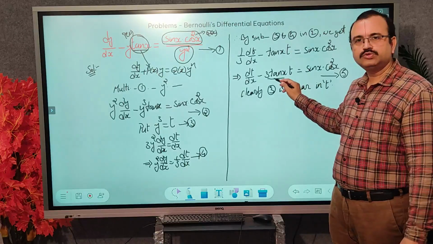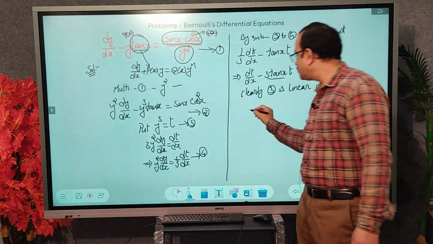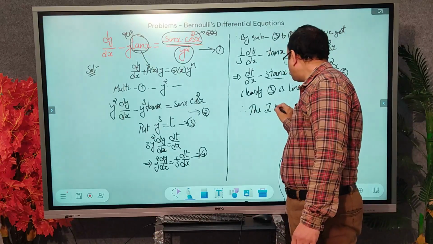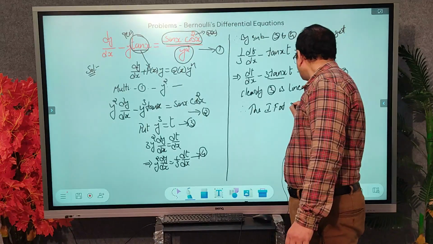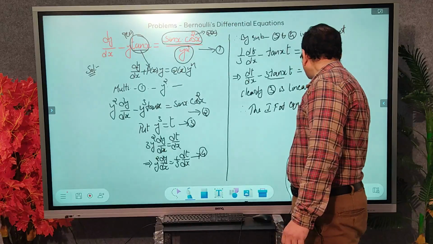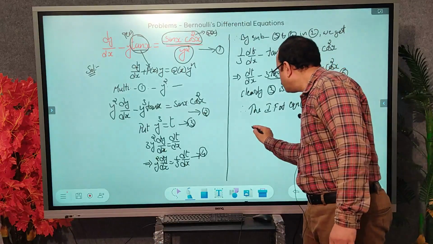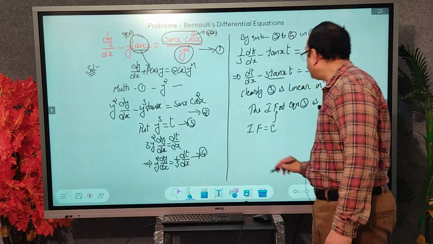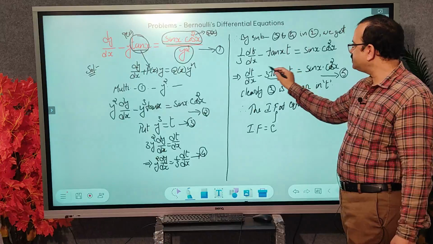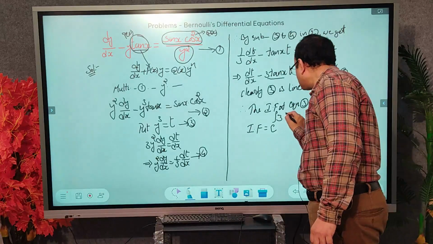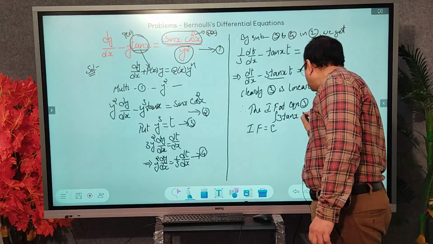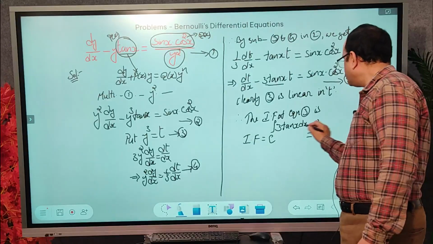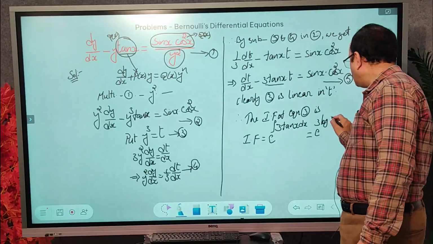So we know the procedure to solve this linear equation. For that, now we have to take the integrating factor. Therefore the integrating factor of equation 3 is, we know the formula, e power of integral of the coefficient of t, in the sense p of x, that is nothing but 3 tan x dx, which is nothing but e power 3 into integral of tan x, means log secant x.